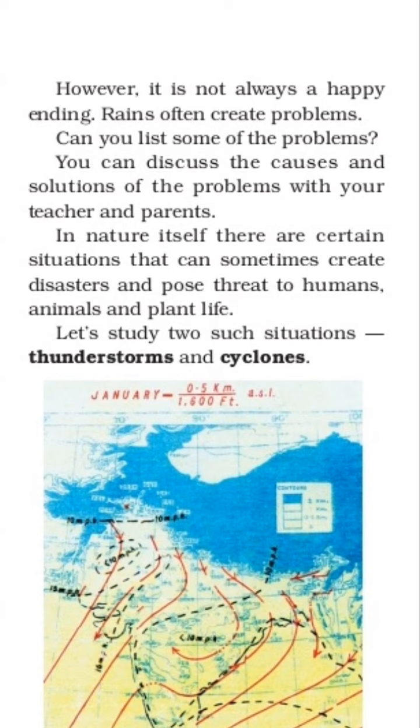However, it is not always a happy ending. Rains often create problems. Can you list some of the problems created by rain? Rain is one kind of happiness for the farmers, but suppose the rain comes in a huge amount in a short span, what will happen? Flooding. First one, flooding, including risk to human life.